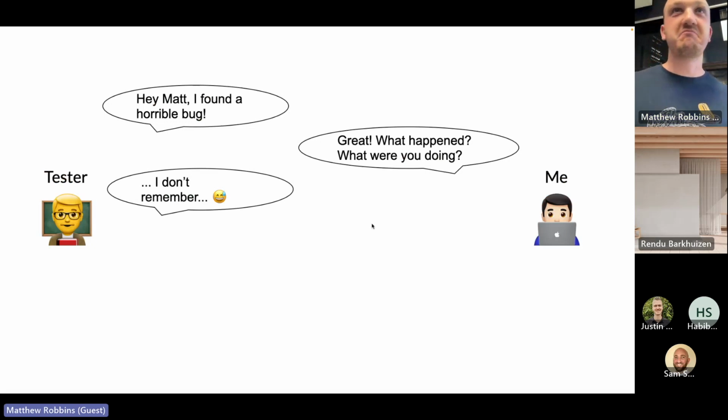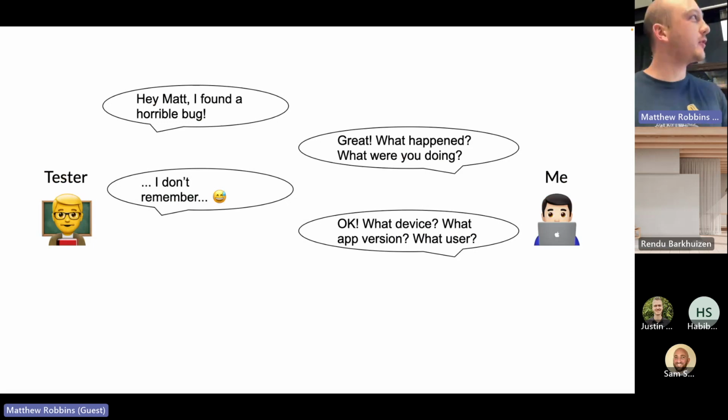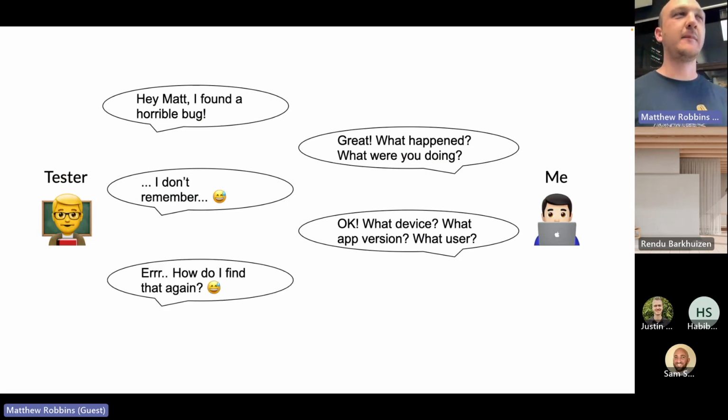Often it's, I don't remember what I did. Okay, the app's broken. Okay, we've got telemetry. It's fine. We'll figure it out. So what device are you using? What app version were you using? What user were you using? And then the response is, I don't remember. How do I find that?